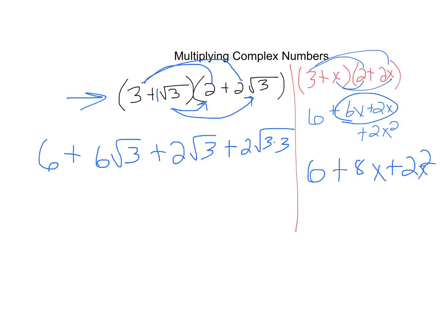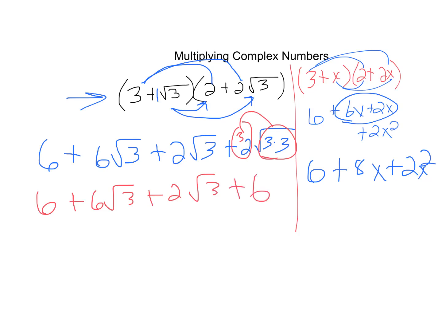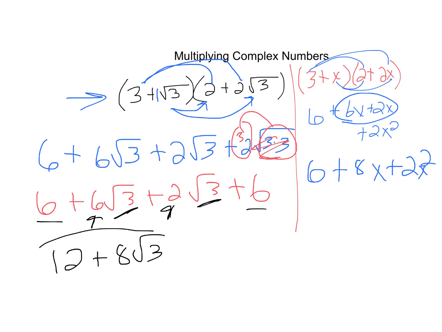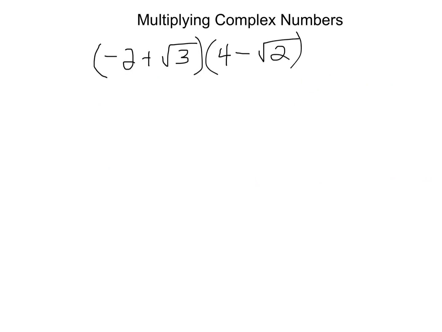So then let's pull our perfect groups. Here's our perfect group. Kicks out as a 3. So 6 plus 6 rad 3 plus 2 rad 3 plus 6. So now let's combine our like terms. So 6 plus 6 is 12. Now radicals, as long as the radicands are exactly the same, we can add the numbers in front. So that's going to be 8 radical 3. And you're all set.